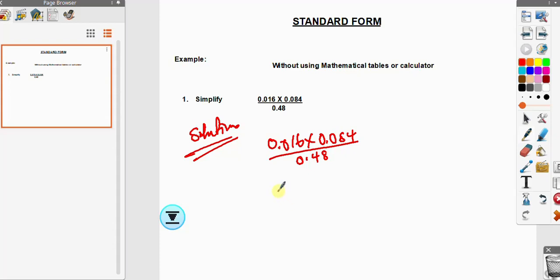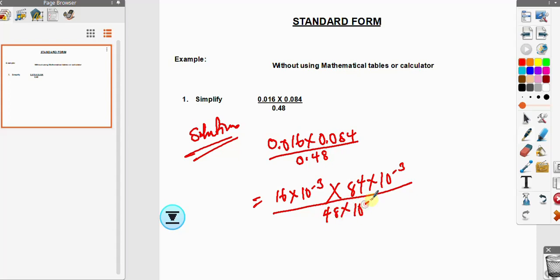Right. Now we have, multiply 10 raised to the power 3 because we counted 3 times. 1, 2, 3. Right. Let's count this one from this point. 1, 2, 3. That is 84 multiplied by 10 raised to the power minus 3, over, count this one, 1, 2. That is 48 multiplied by 10 raised to the power minus 2.